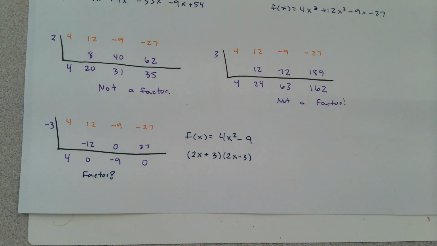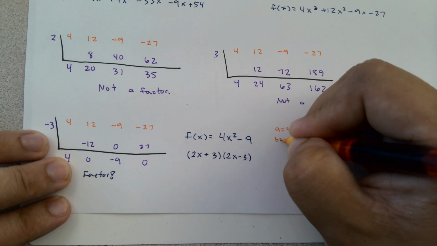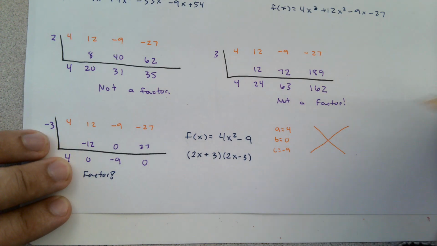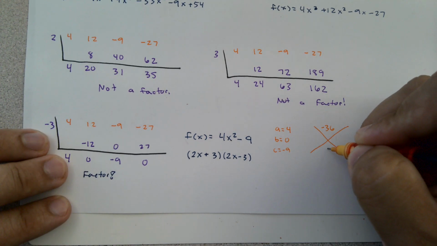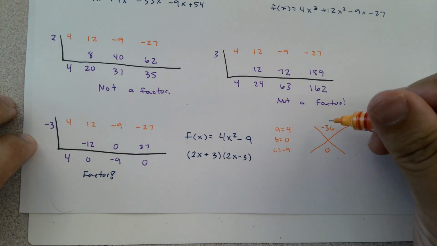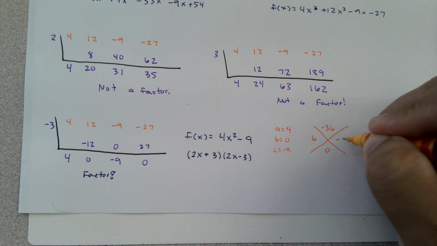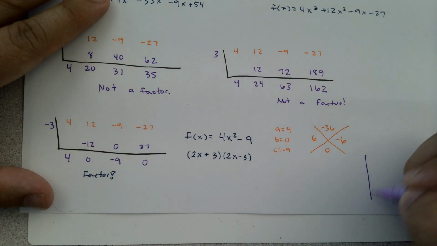If you cannot use the difference of squares method, in Math 3 Enhanced you will be expected to do it, then you use the area model. A equals 4, B equals 0, C equals negative 9. So we have a diamond. 4 times negative 9 is negative 36. 0. Well, adds to 0 but multiplies to negative 36. 6 and negative 6. And then you do your area model.